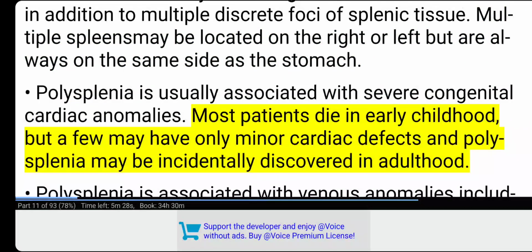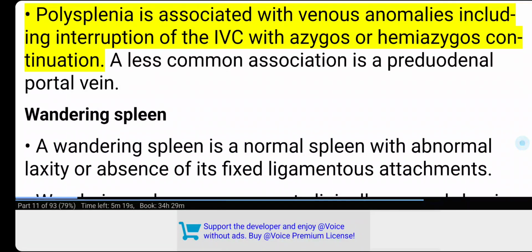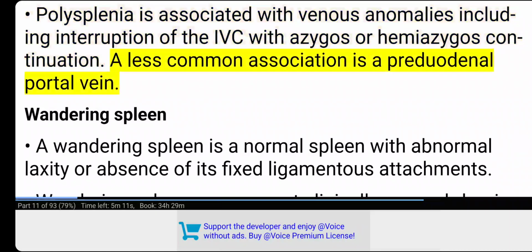Most patients die in early childhood, but a few may have only minor cardiac defects, and polysplenia may be incidentally discovered in adulthood. Polysplenia is associated with venous anomalies including interruption of the IVC with azygous or hemiazygous continuation. A less common association is a preduodenal portal vein.